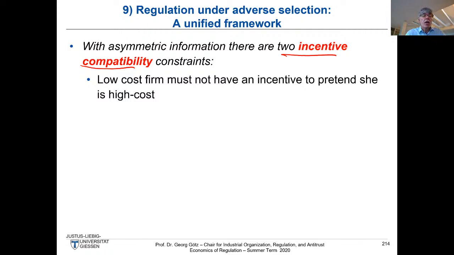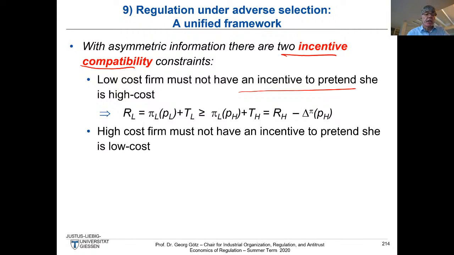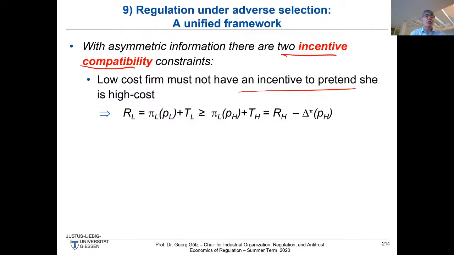What does that mean? I think I also briefly introduced that, in particular in terms of our diagrams. Our low-cost firm must not have an incentive to pretend she's high cost. And vice versa, that's what will be in the next. The high-cost firm must not have an incentive to pretend she's low-cost. And here I just show you what that means in more formal terms. Okay, in terms of our rectangle, if we want the firm to tell the truth, we would have to pay a transfer which is equal to the rectangle in order to make it truth-telling.